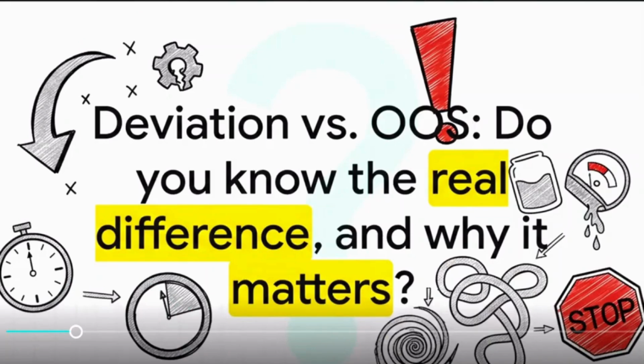Deviation versus OOS. I mean, on the surface, they kind of sound the same, right? Something just went wrong. And yeah, that's true. But how it went wrong, and crucially, when we find out about it, that changes absolutely everything. This mix-up happens all the time, but trust me, getting it wrong can send you down a completely wrong path with some pretty serious consequences.